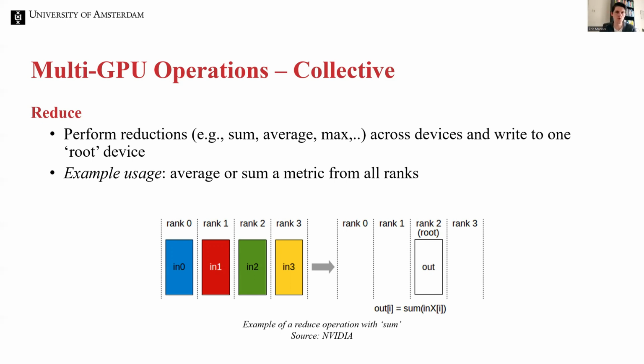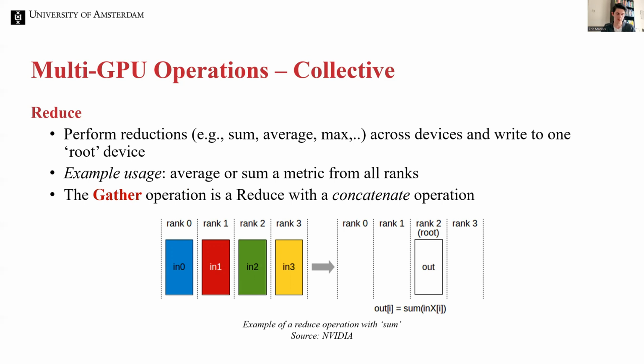Let me very shortly mention another operation, which is called gather, which is actually also used quite often, but it's nothing else than a reduce operation where the reduction operation is a concatenate. It takes all of these GPU data and places them in one big tensor and then gives it to one of the GPUs.